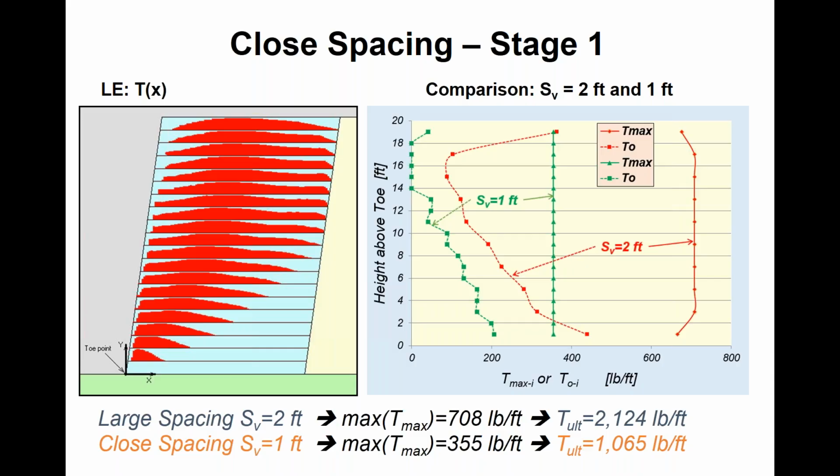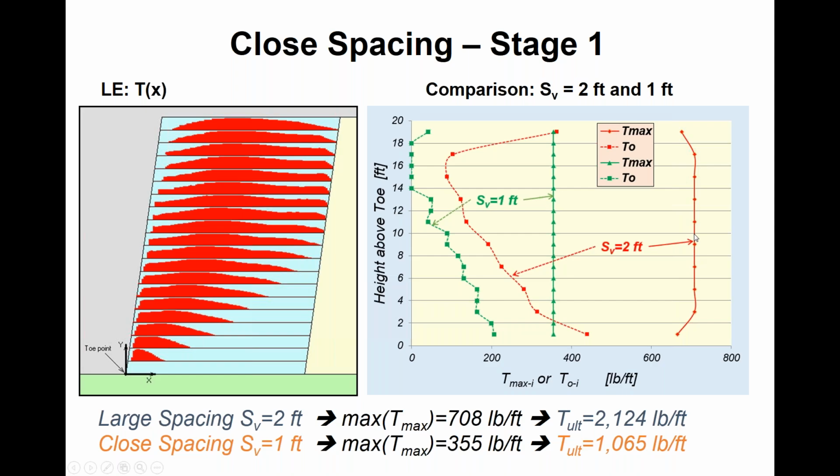If you look at the left, you have the baseline solution. And on the right, we have a comparison of the 2 foot spacing that you saw in the previous example to the 1 foot case. So in red, we have 2 foot spacing. We see that T-alt for the 2 foot spacing case is 2,124 pounds. And that's factored from the max T-max, which is 700 pounds, just about. That's what you see in the red line right here.